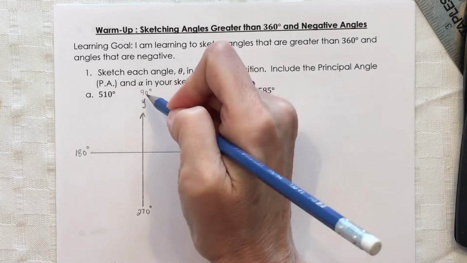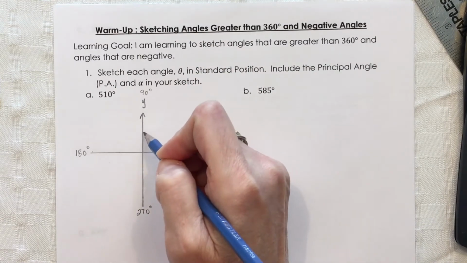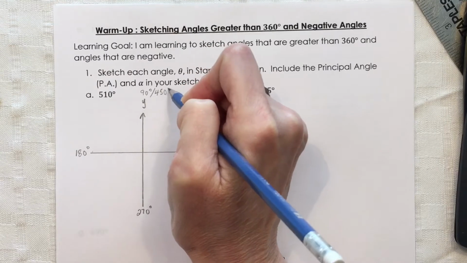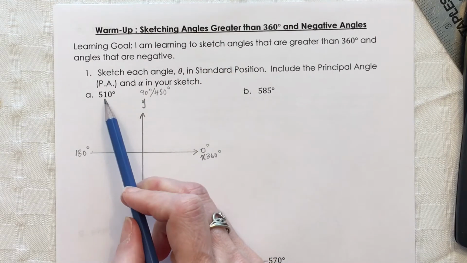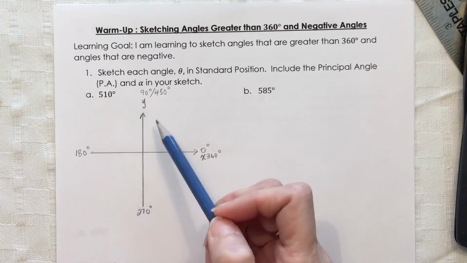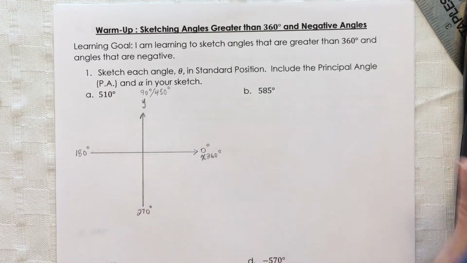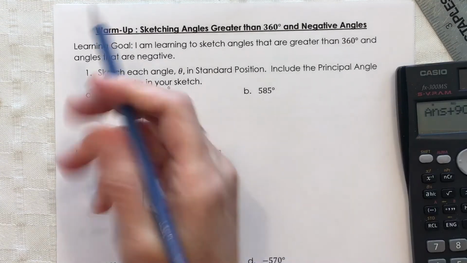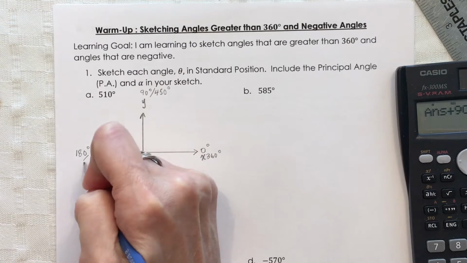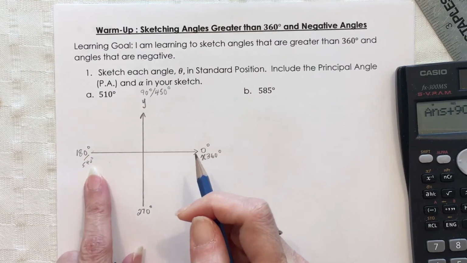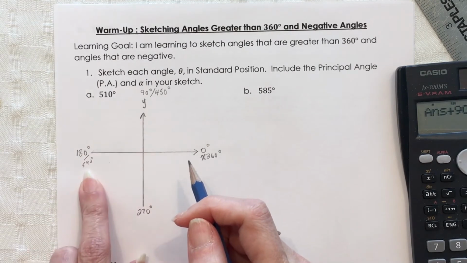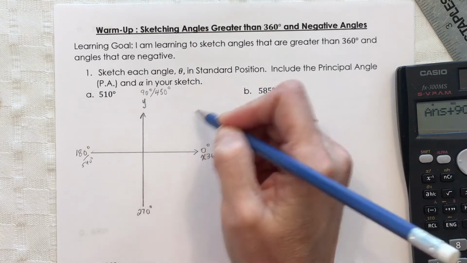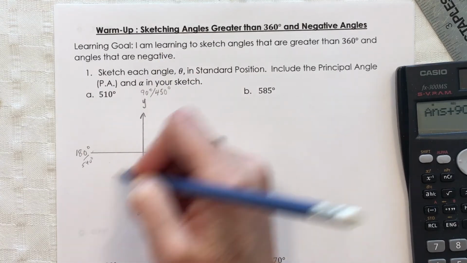So up at the top again, if we go all the way around once and then back to the y-axis, that's going to be 450 degrees. And then 510 is more than 450. And if we added another 90, we would be at 540 over here. So we know 510 is 30 degrees less than 540. And remember, in each quadrant, the 45 degree mark is the halfway.